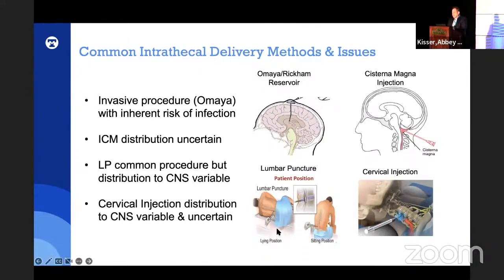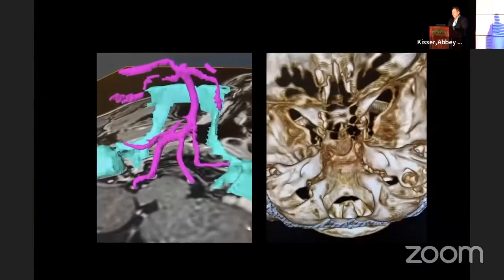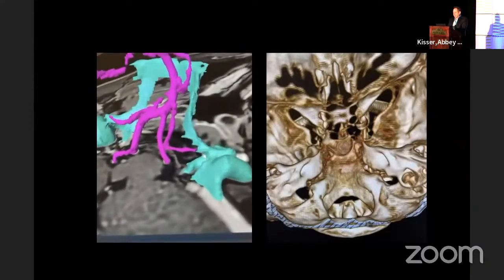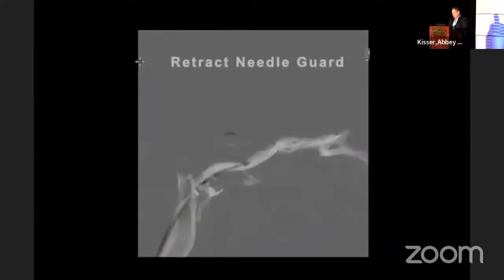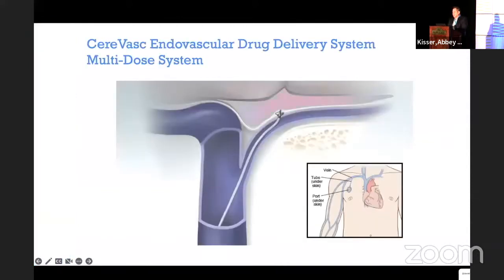There's, of course, the lumbar puncture technique. The problem with it is the distribution is variable. And then there are cervical injections, which is a bit higher risk, and there are fewer operators that can do it routinely. We think that using patient-based image guidance to help us determine the ability to access the CP angle cistern, and being able to use it in a single-time fashion, would enable us to achieve this result.